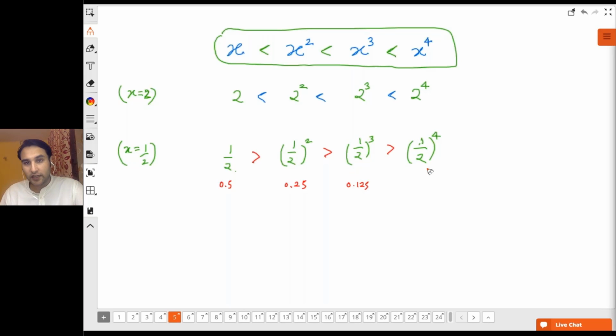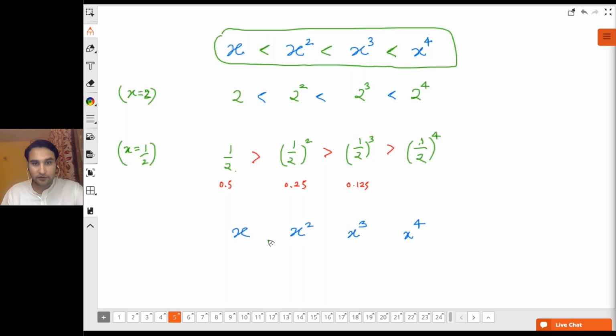Higher the denominator, lower the value. All of you know this. Higher the denominator, lower the value. So if I take x is equal to half, the inequality completely changes. So now this brings me to the conclusion. Please guys note down in your notebooks if you want to.